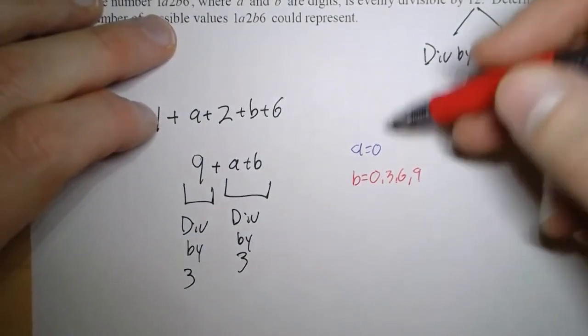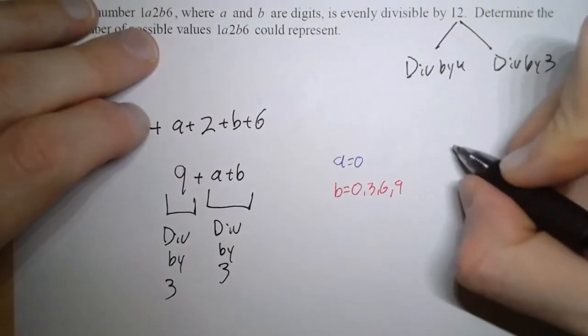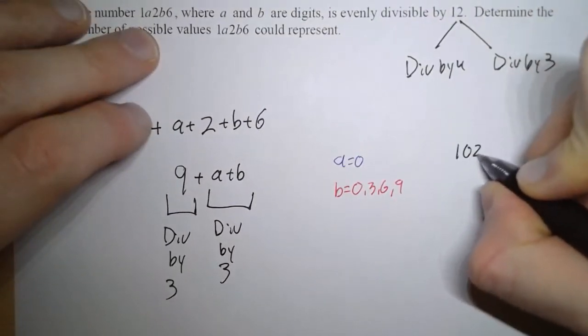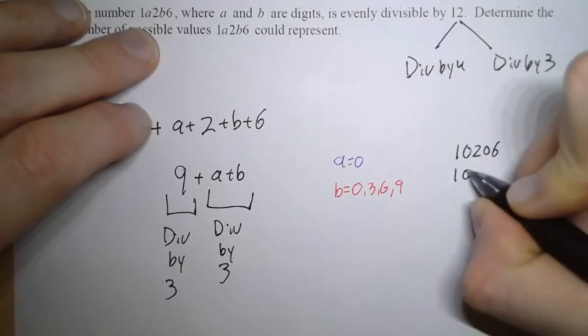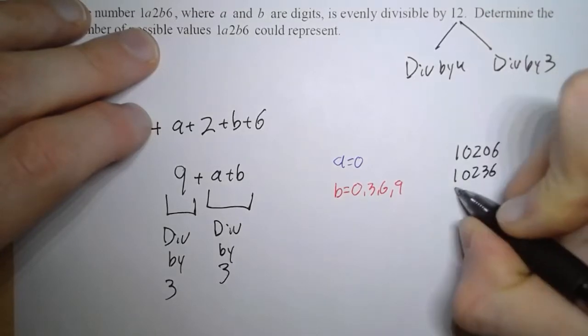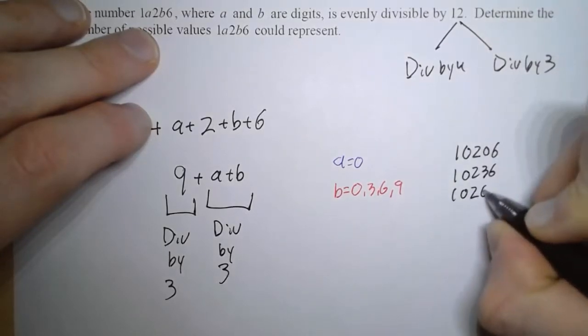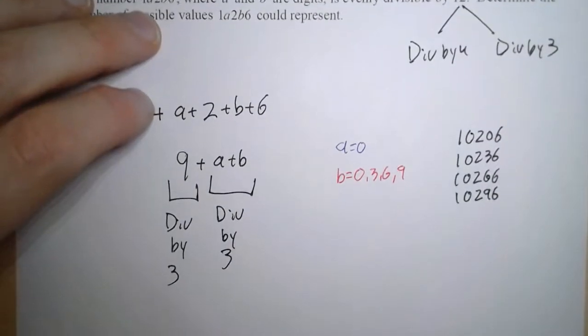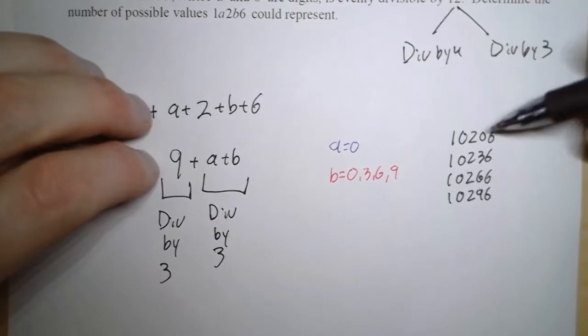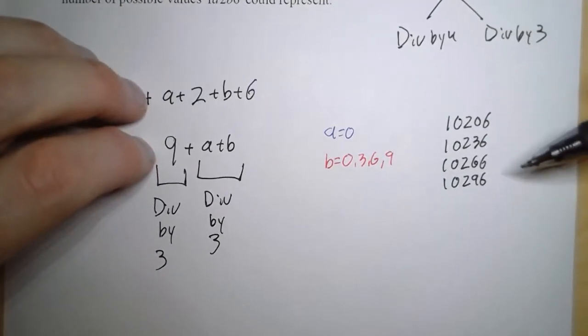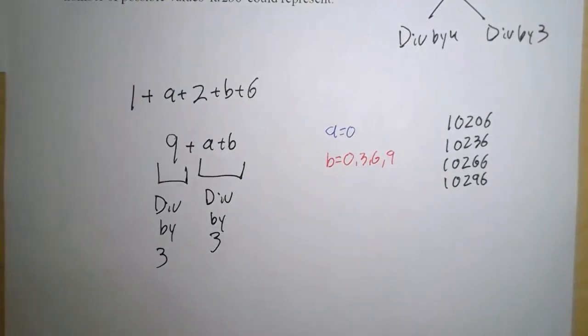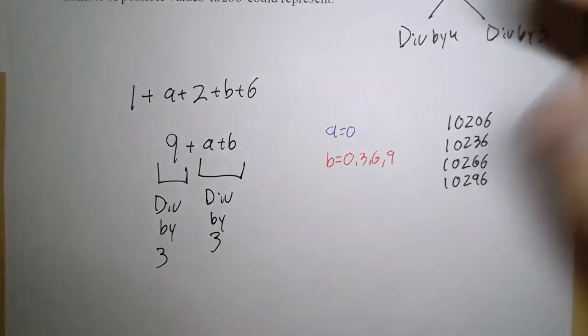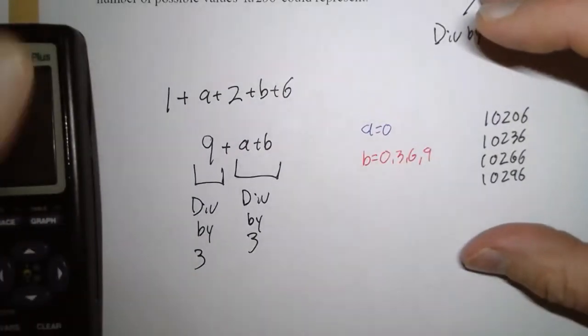All right, now let's write this out. 10206, 10236, 10266, 10296. So these four numbers are indeed divisible by 3. But then the question is, are they divisible by 4? Because we've been spending time talking about divisible by 3, but how do we know if they're divisible by 4?